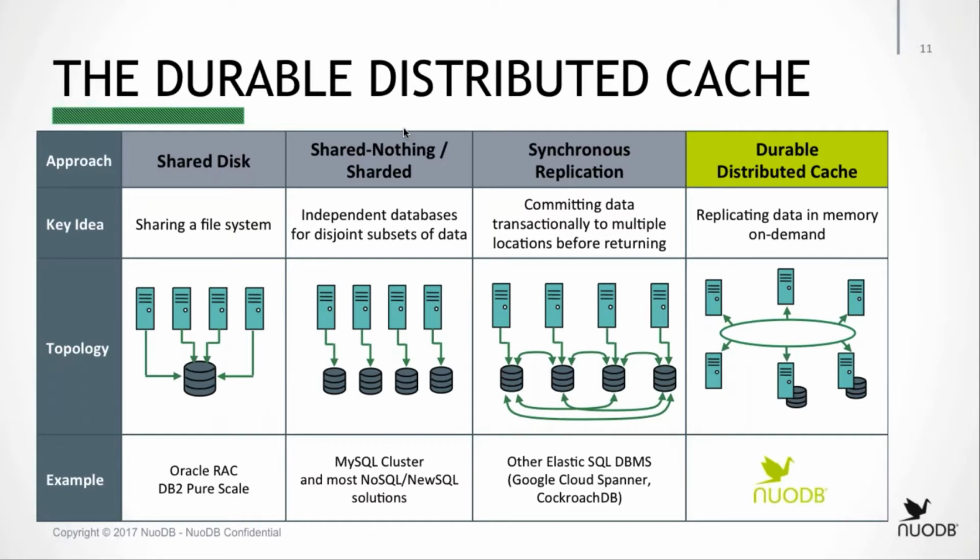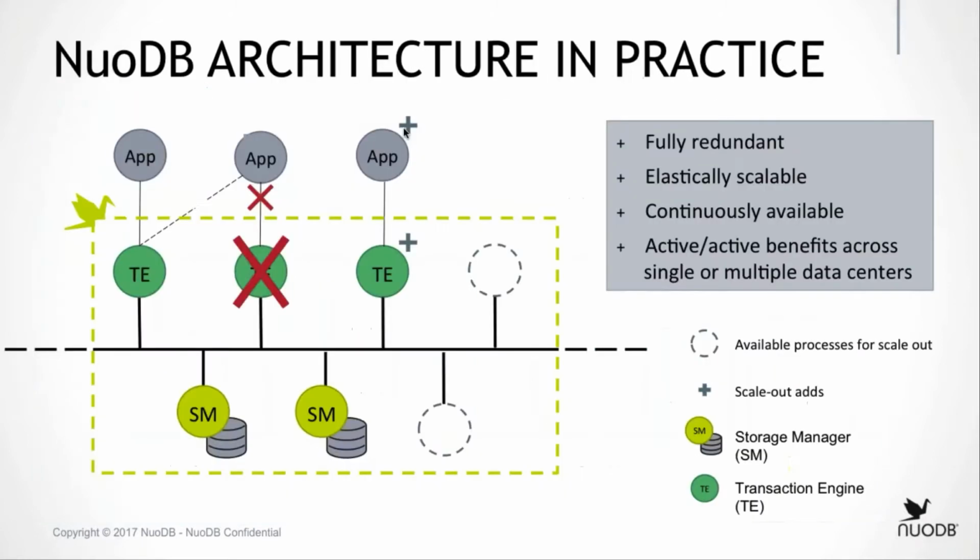In this way, NuoDB was really built from the ground up to be a distributed system that provides data consistency and durability, versus a database that is being retrofitted to somewhat work in a distributed model. In practice then, we have a deployment with one or more transaction engines and storage managers deployed on premises, in the cloud, or in a hybrid deployment. If any transaction engines or storage managers fail or are taken offline, the application automatically reconnects to a surviving node without disruption to the application service.